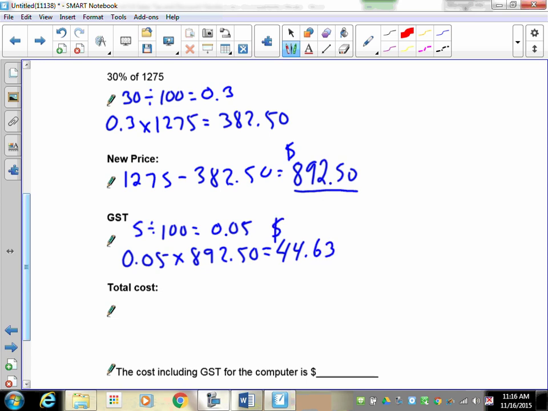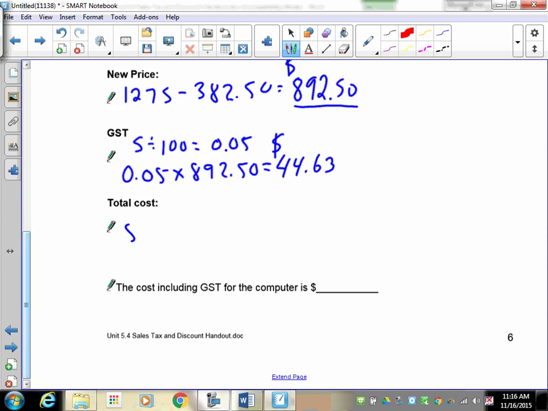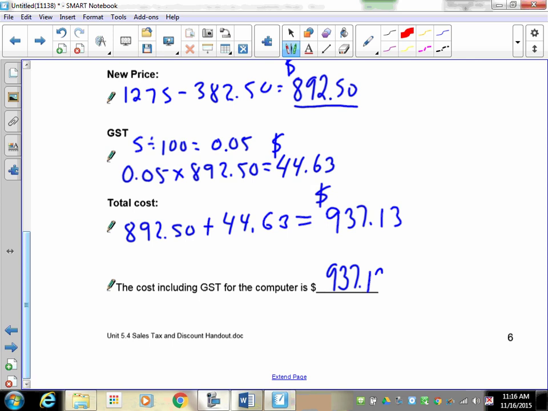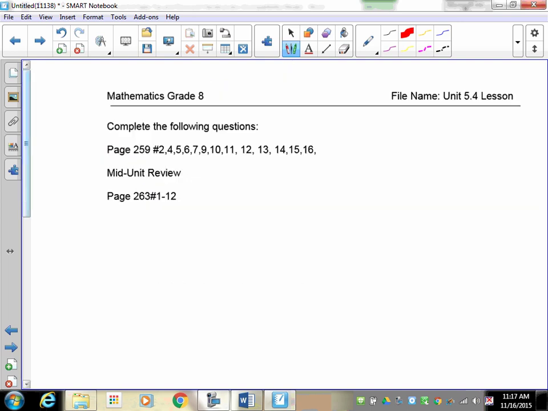All right. Now, what is the total cost? Now, remember, GST makes it bigger. So you have $892.50. That's the price we're going to pay. We have to add the GST to the price. So the cashier is going to say, that'll be $937.13, please. And Mrs. Edie would whip out her debit card, and this is what she would be paying. And then she'd come home and I'd say, well, if you hadn't bought it, we would have saved a lot more than just $382.